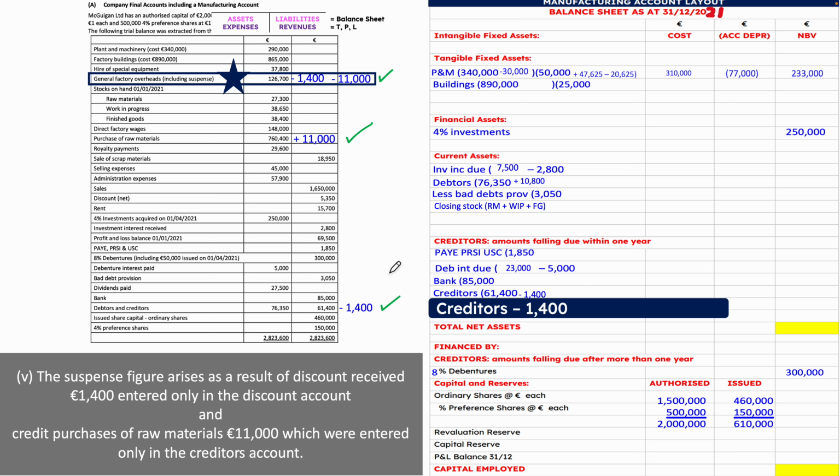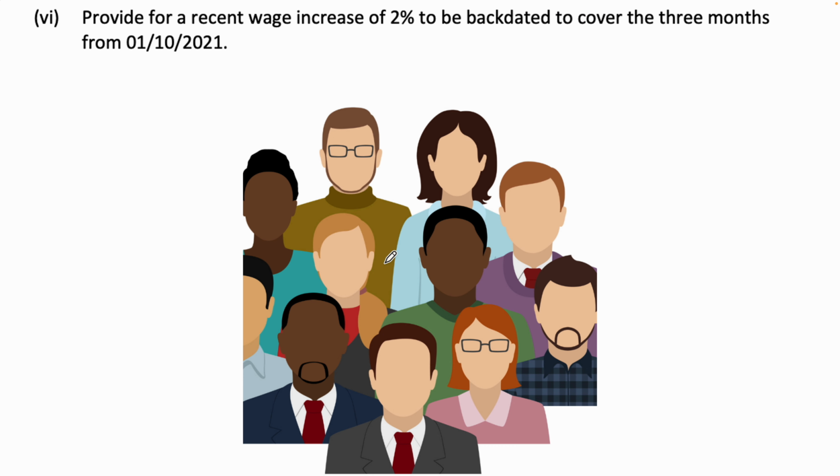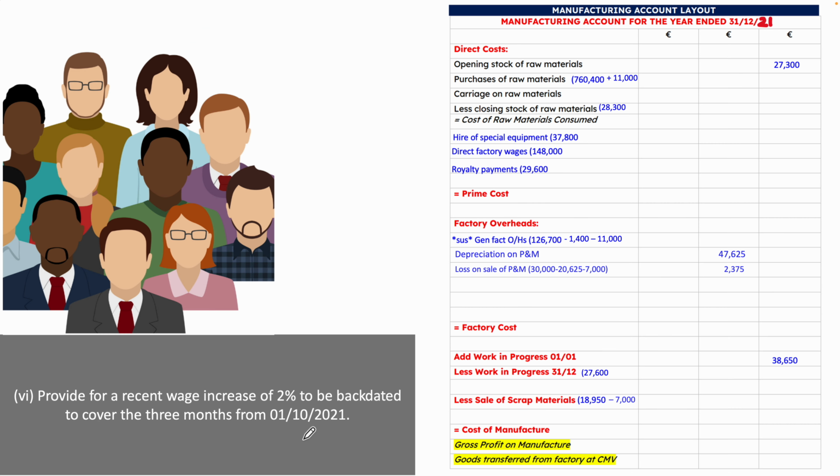So adjustment number 5. Adjustment number 6 then said, provide for a recent wage increase of 2% to be backdated to cover the 3 months from the 1st of the 10th, 2021. Okay, so 3 months by 2%, and the wage increase, we have to look at the direct factory wages.